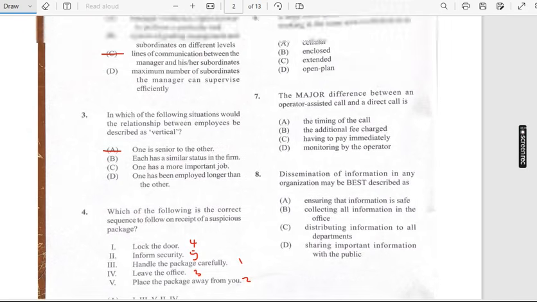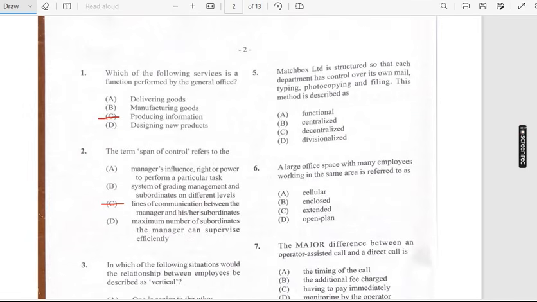Alright, number 5. It says Matchbox Limited is structured so that each department has control over its own mail, typing, photocopying, and filing. This method is described as, and it has to do with copying and filing, where all of the documents are moving perhaps, so it has to do with decentralized.